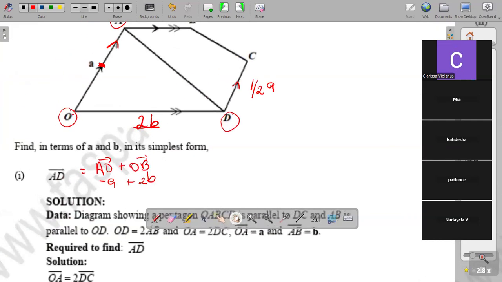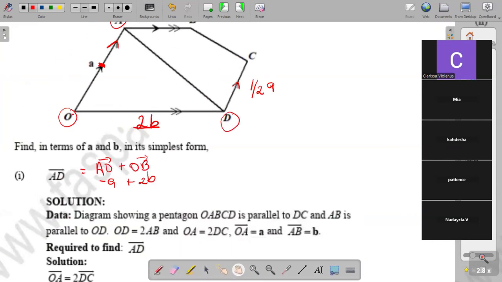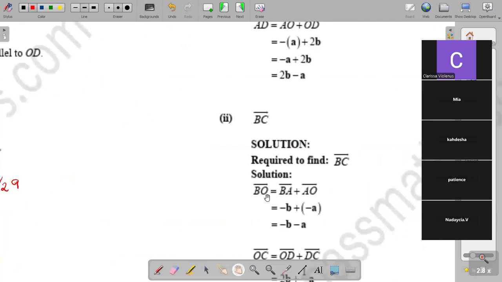And we should remember also, why did this move? This is the same thing as what? They're saying the same thing as 2B minus A. See?